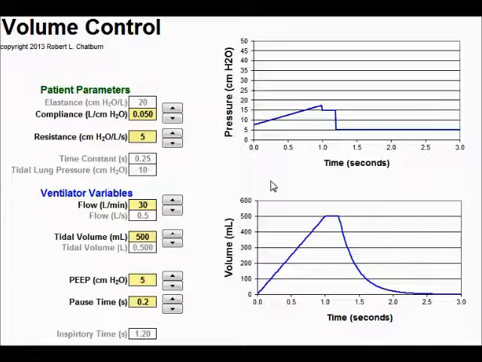And we look at the measured variables over here on the graph. You notice that my volume is 500 and my measured peak pressure is approximately 16 or 17 with a plateau pressure of 15. Now I'm going to change my compliance. I'm going to decrease my compliance to 30, and let's see what happens.